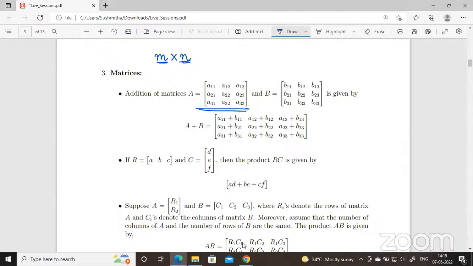So you can have rectangular matrices where the number of rows is not equal to the number of columns. Or you can have square matrices where the number of rows and number of columns are the same. For example, the matrix A that is given here is a square matrix because the number of rows is equal to the number of columns. Here we have a 3 cross 3 matrix, right?